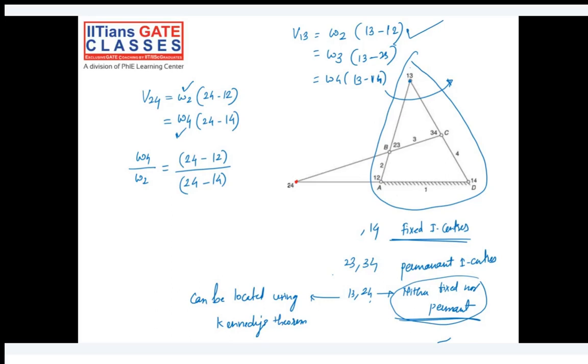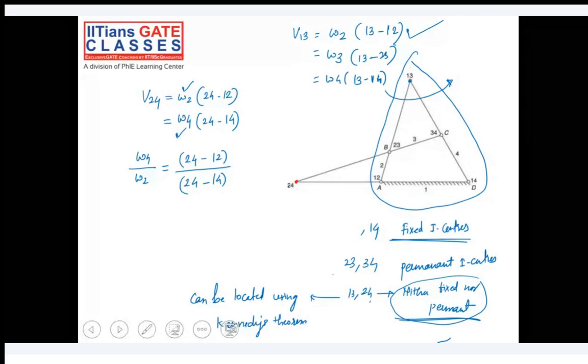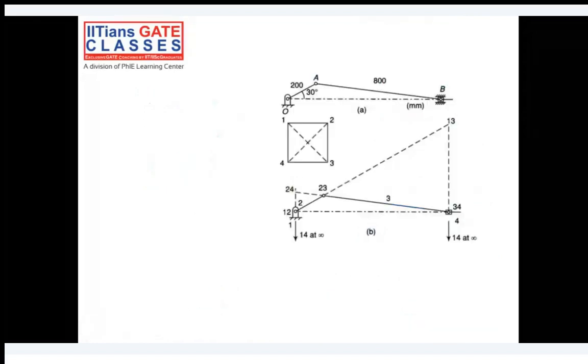Okay, then I'll take one more example of slider crank chain. There also I'll explain how the instantaneous centers are calculated. Okay, let me go to the next slide. Here I have just taken a random example. Here also you will have 6 I centers.